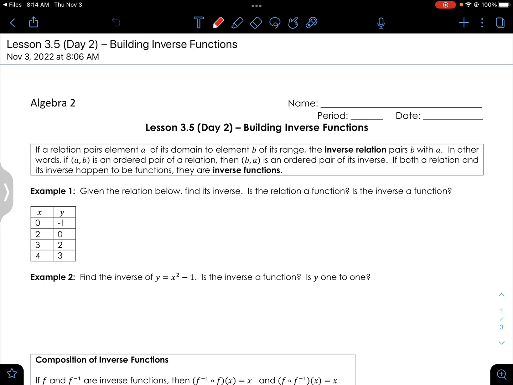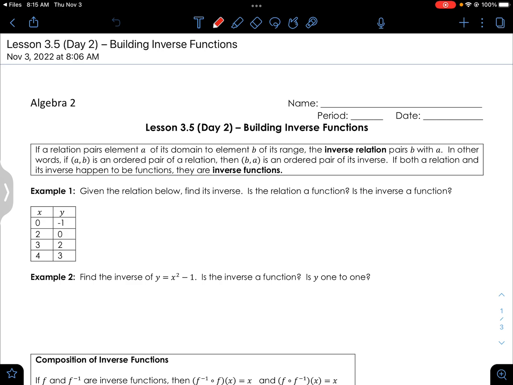So recall that we said if a function is one-to-one, then it's going to have an inverse function. And so in order for a function to be one-to-one, what would need to be true is that every x value maps to exactly one y value, and there are no repeated y values.